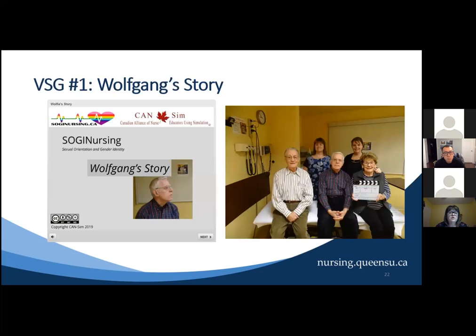So the first game we created was Wolfgang's Story. There's only one of the gentlemen in the story, but this is an actual gay couple. And it's an elderly gay man in the story who has lost his spouse and is dealing with grief. And really, based on the patient's demeanor in the video and his responses, the nurse is prompted to perform a risk assessment for suicide and for substance use.